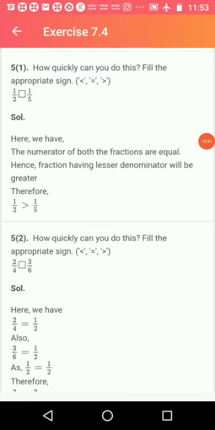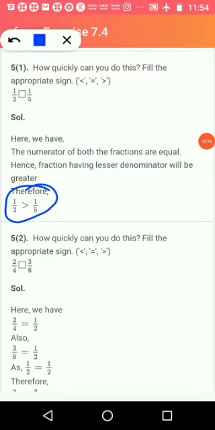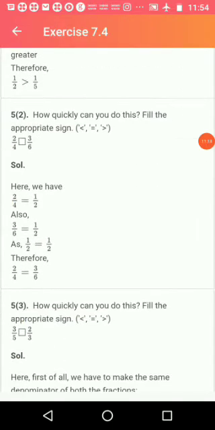How quickly can you do this? Fill in the appropriate sign. 1 by 2 and 1 by 5. Again 2 is less than 5. So 1 by 2 is greater than 1 by 5. Next, 2 by 4 and 3 by 6. 2 by 4 is 1 by 2 and 3 by 6 is also 1 by 2. So it is equal. If you bring it to the simplest form, you will see it is equal. Fine. Next.